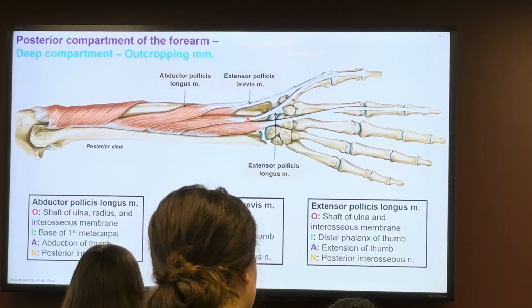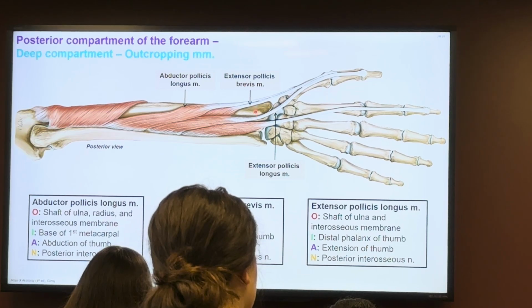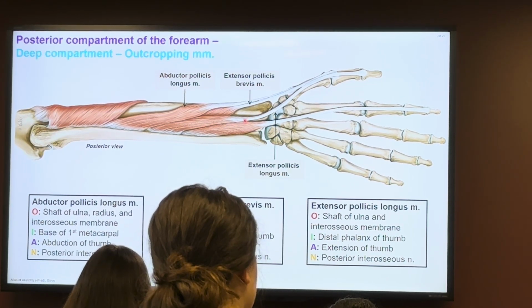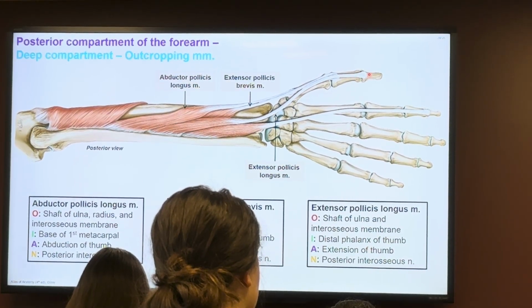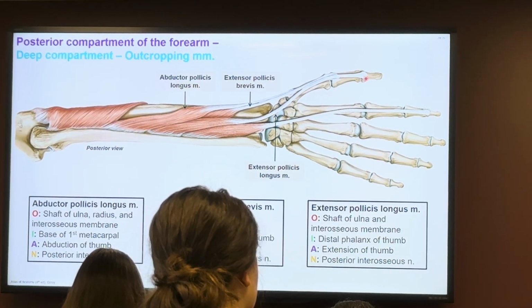And then I see a muscle, oh, here it is, wrapping around the dorsal tubercle, Lister's tubercle. So on the back of the radius here, I see extensor pollicis longus tendon wrapping around. And I'll see the extensor pollicis longus tendon go all the way to the distal phalanx for extension of the thumb.